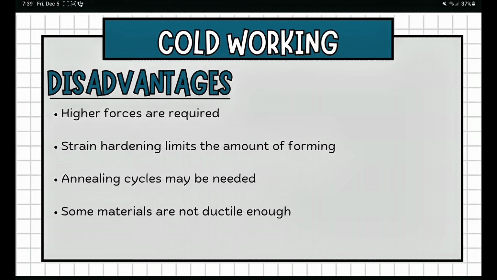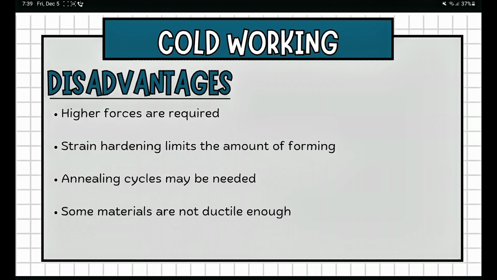So for the number 2, strain hardening limits the amount of forming. So as we continue working the metal, it becomes tougher and more brittle. At some point, it cannot be shaped further without cracking.